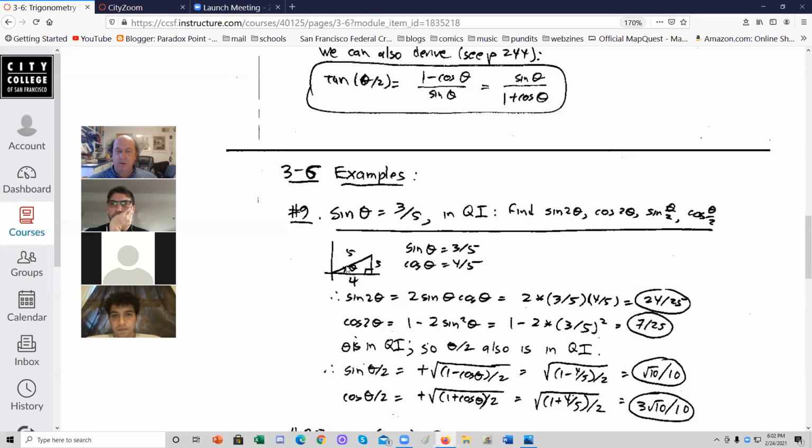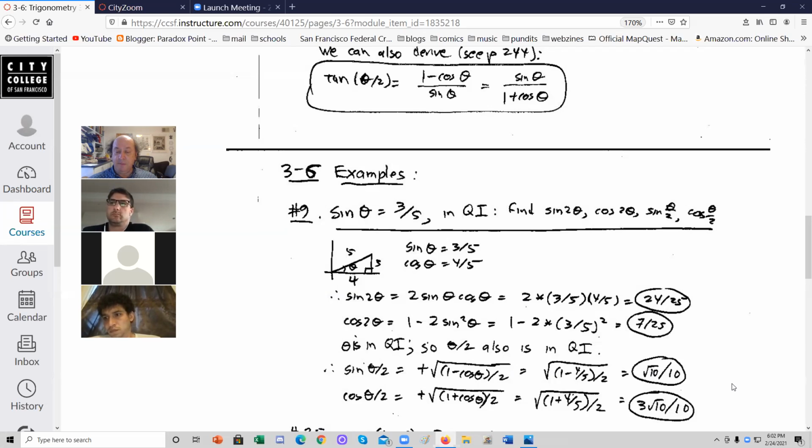Now, theta is in quadrant 1, therefore so is theta over 2. So therefore the sine and the cosine of theta over 2 will be positive. Sine of theta over 2 is root of 1 minus cos theta over 2. That's 1 minus 4/5 all over 2. And after a bit of wrangling, that's root 10 divided by 10. Cosine of theta over 2 is again plus, it's quadrant 1. 1 plus cosine over 2. It'll be 1 plus 4/5 over 2, and after a bit of wrangling, 3 root 10 over 10.